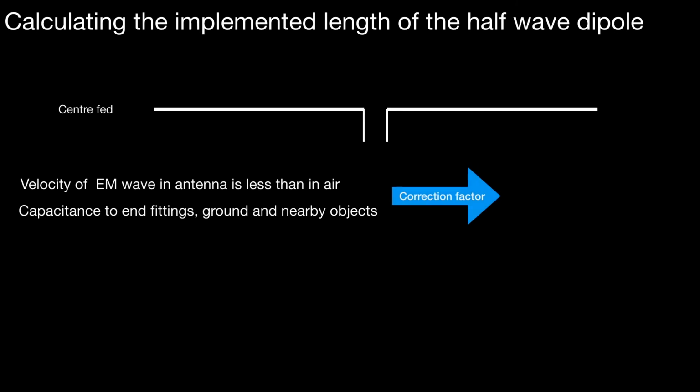So, taking these two things together, we apply a correction factor, and typically we cut the antenna to 95% of the free space length, and that's a figure that you could remember.